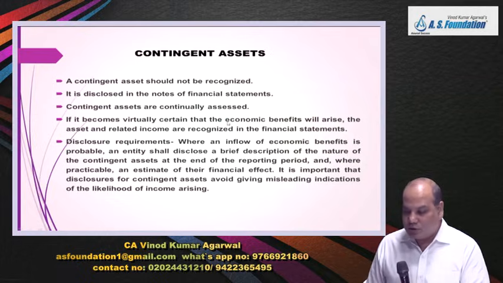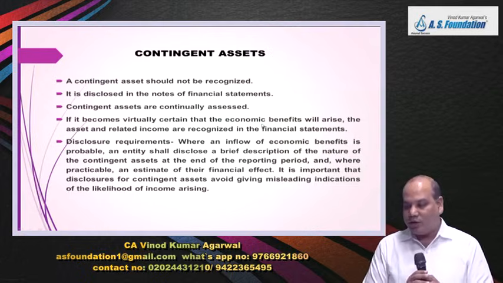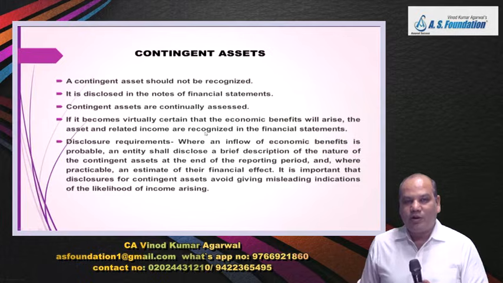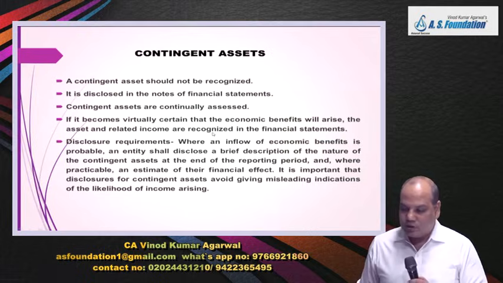It becomes virtually certain that economic benefit will arise. The asset and the related income will be recognized in the financial statements. So then you will pass the entry: asset account debit to P&L account. Disclosure requirement.